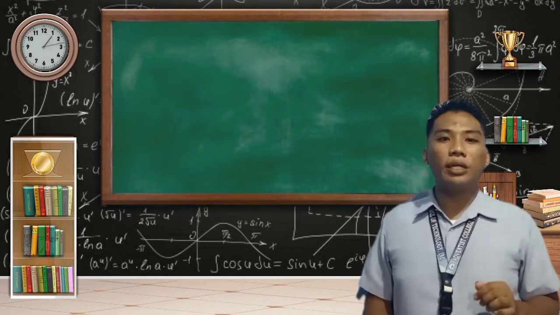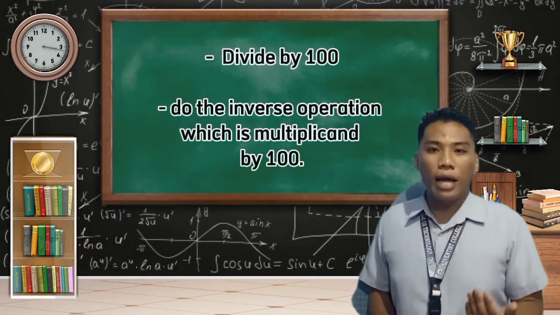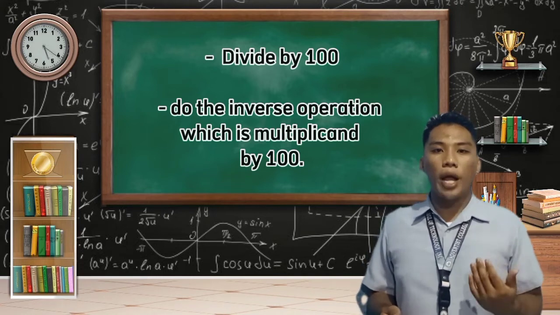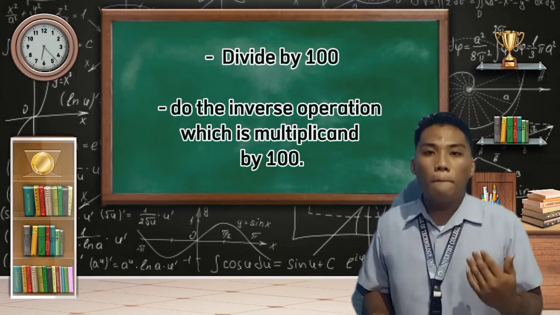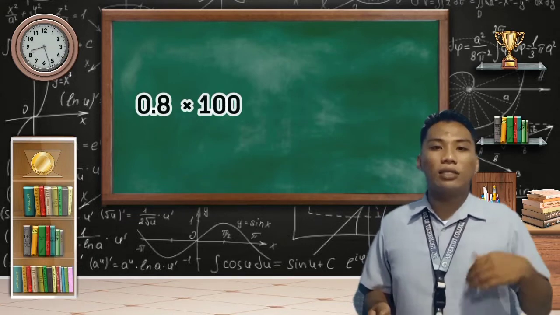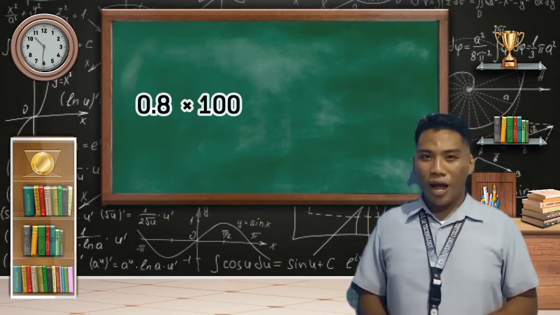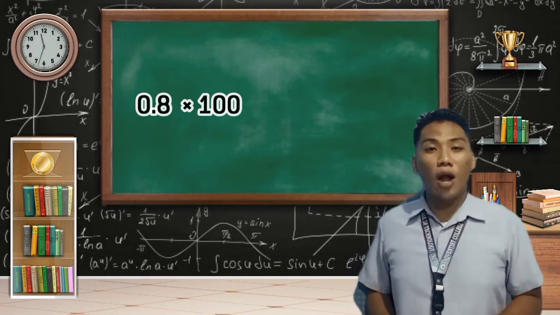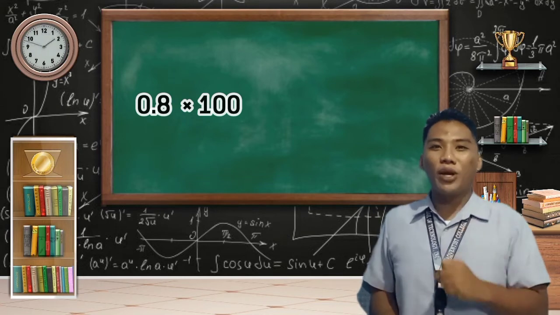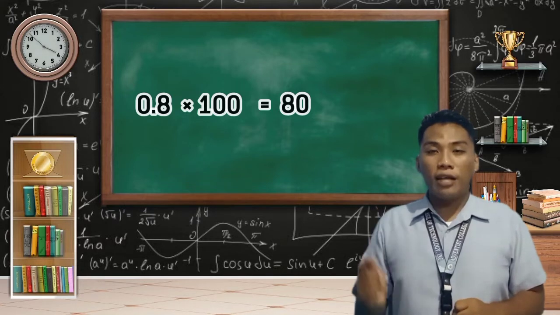So to express a percent as decimal, we divide by 100. To express a decimal as percent, we therefore do the inverse operation, which is multiply by 100. For example, 0.8 is equal to 0.8 times 100. So anyone can answer, 0.8 times 100 is equal to? Very good, 80. And we should always remember to affix the percent sign.